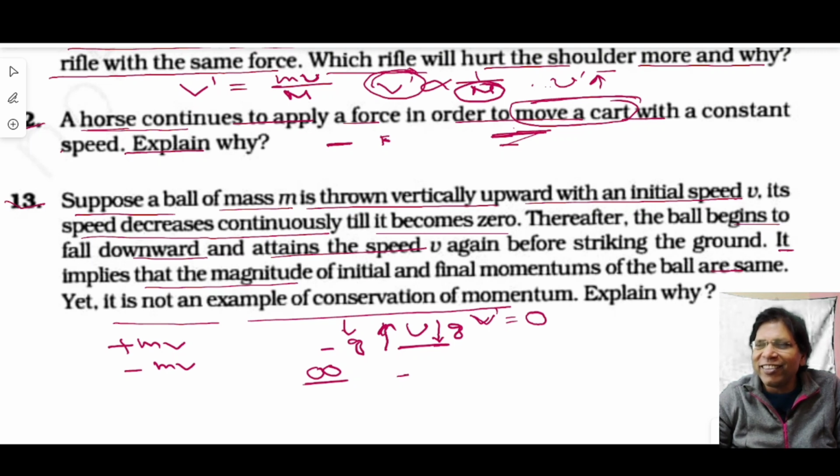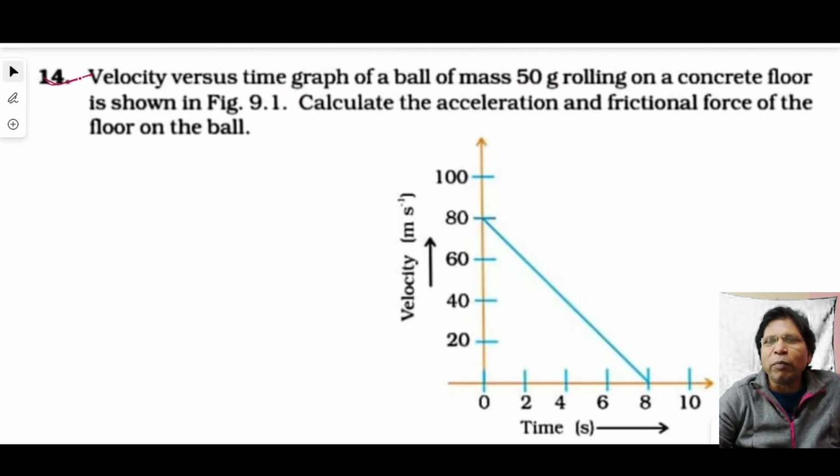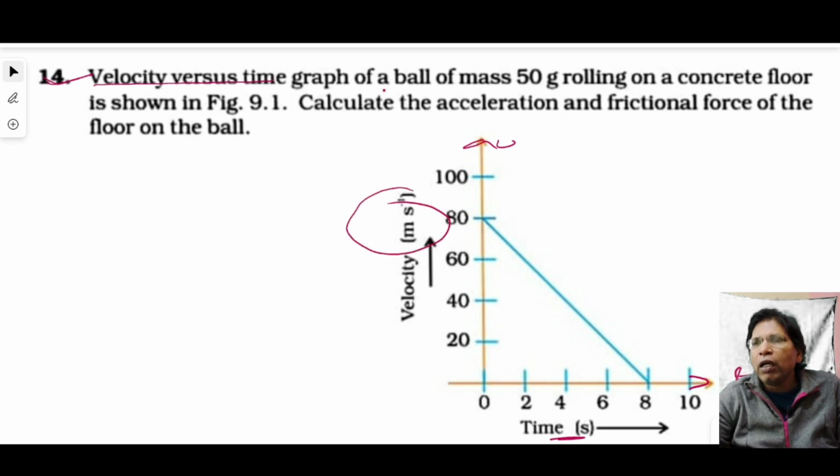Okay, understood? Look at this question number 14. The velocity versus time graph. Look at this, this is the velocity, and this is the time. Time is expressed in seconds and velocity is expressed in meters per second. A ball of mass 50 gram is rolling on a concrete floor as shown in the figure in this graph. Calculate the acceleration and force of friction of the floor on the ball.